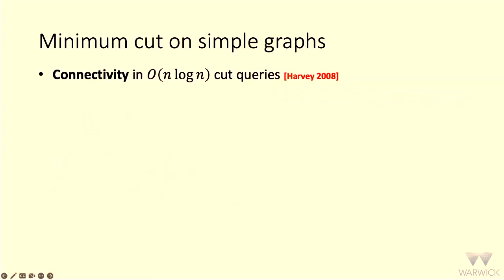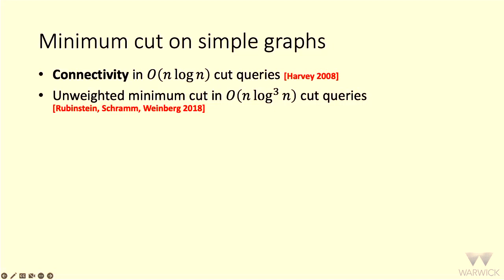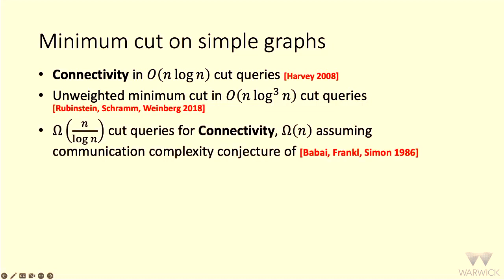Okay, what is known? In 2008, Harvey shows that it can be done in n log n cut queries. And very recent work by Rubinstein, Schramm, and Weinberg shows that for unweighted minimum cut, it can be found in n log n cut queries, which is very close to connectivity now. The lower bound is hanging over here, n over log n. For all intents and purposes, we can think of it as omega n, and it just uses a communication complexity conjecture of Babai, Frankl, and Simon.